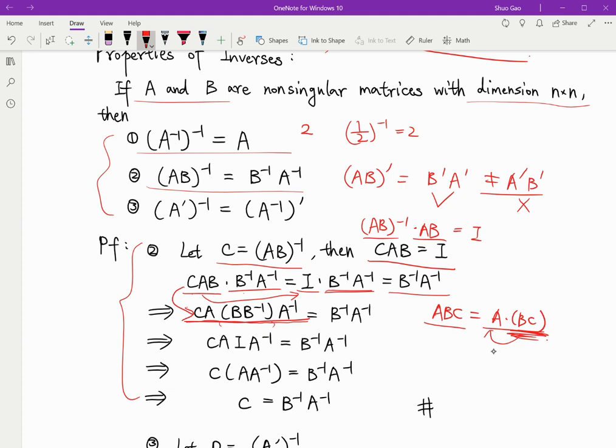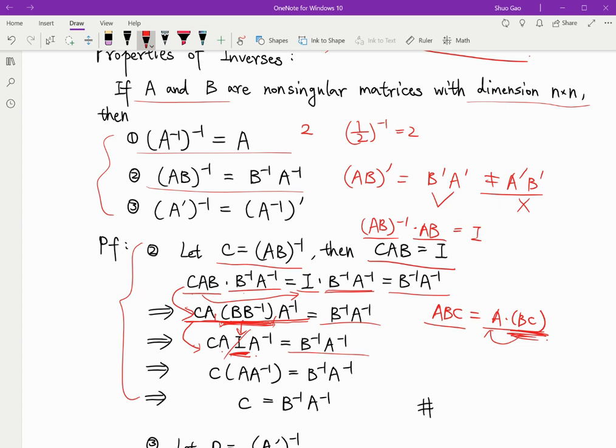Right. So here we can combine B and B inverse first, and calculate this first. So the right hand side is also B inverse A inverse. And B times B inverse is just the identity matrix. From here to here, it's just the identity matrix. So this becomes C times A times identity matrix times A inverse. So the right hand side is still B inverse A inverse.